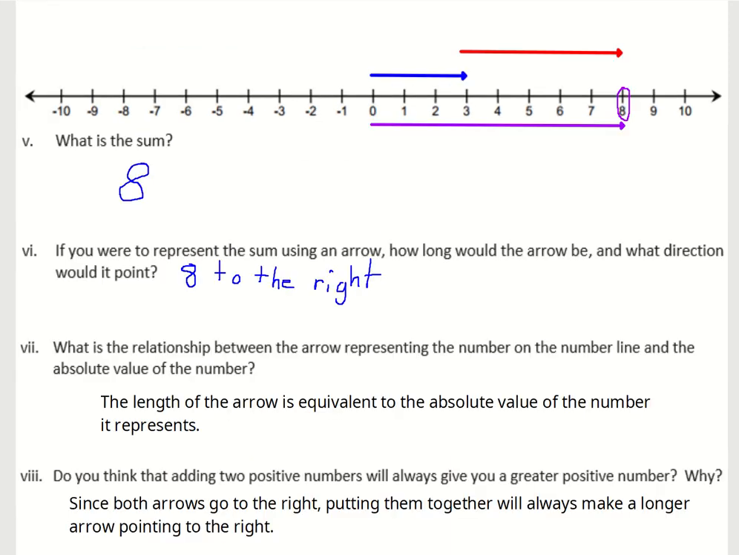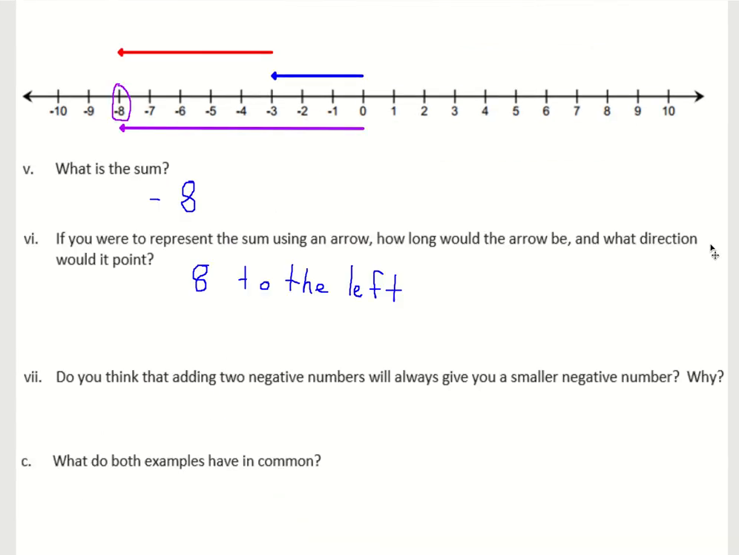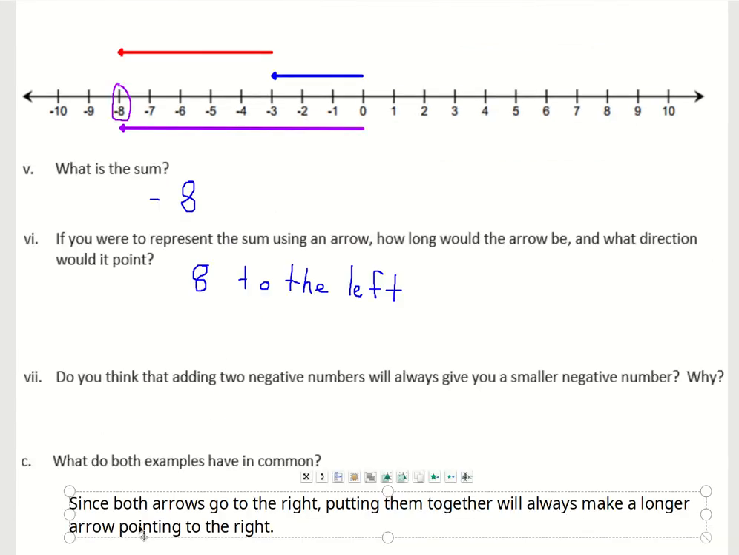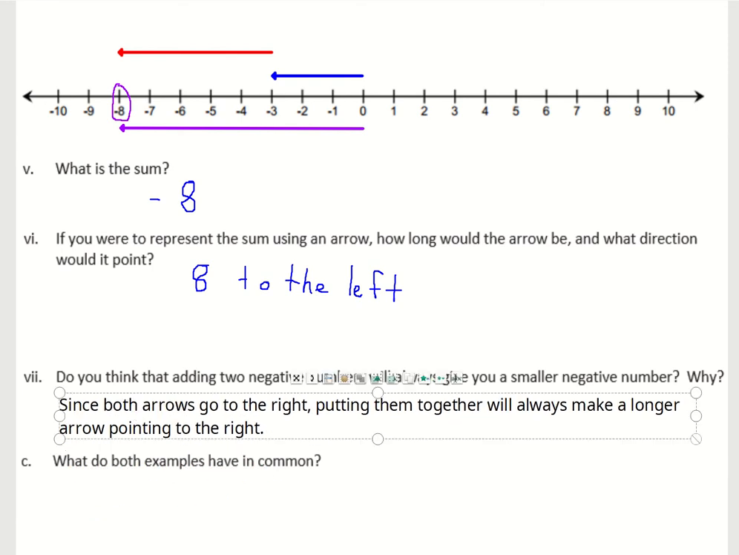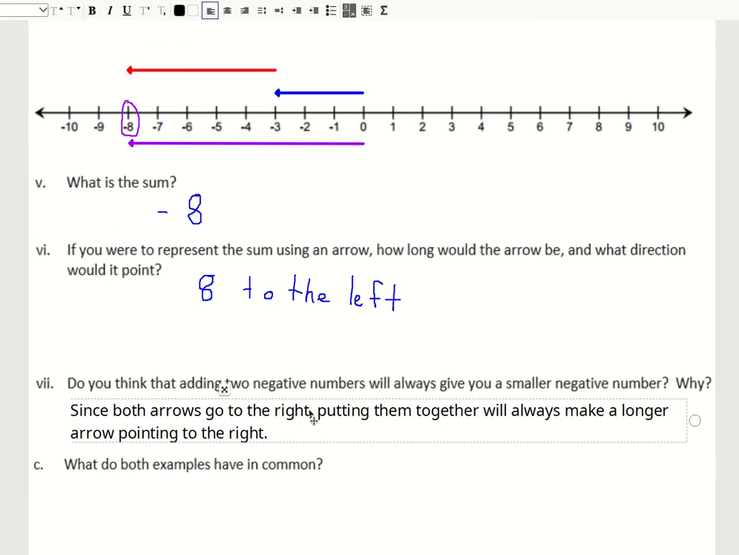So like how our answer before was, since they both go to the right, putting them together will always make a longer arrow pointing to the right. This answer can look very similar to that, except instead of since both arrows go to the right, it's going to be that since both arrows go to the left. Putting them together will always make a longer arrow that is pointing to the left.